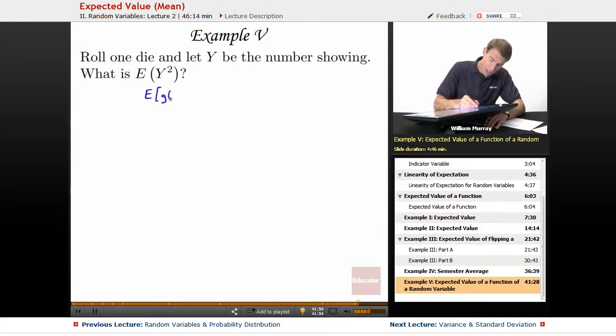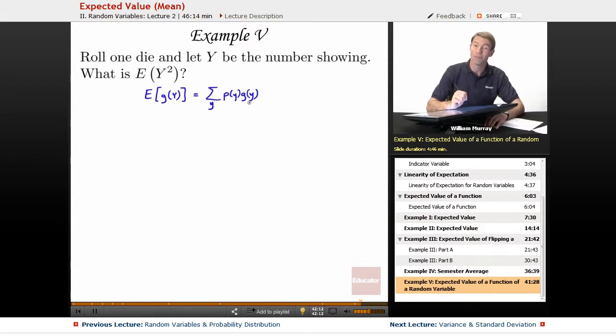The expected value of a function of a random variable, you calculate it quite similarly to the expected value for the random variable itself. It's p of y. Well, if it were the random variable itself, you'd just have a y here. But since there's a function of the random variable, you run it through g of y. And so in this case, our function is exactly y squared.